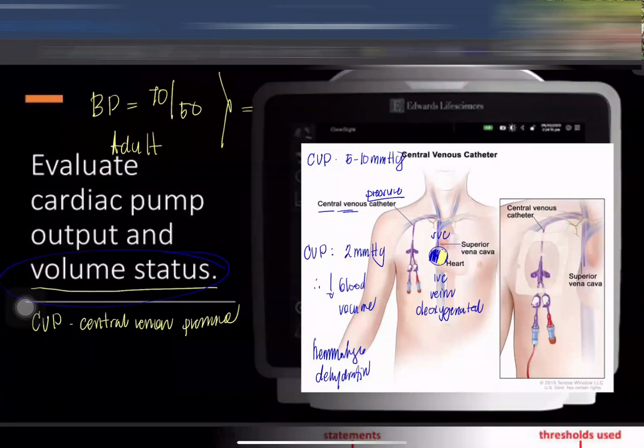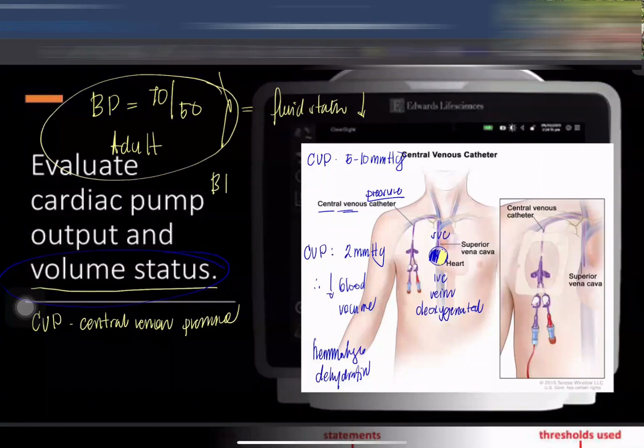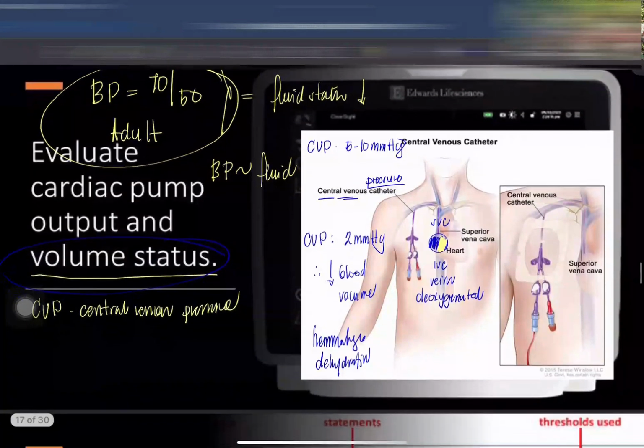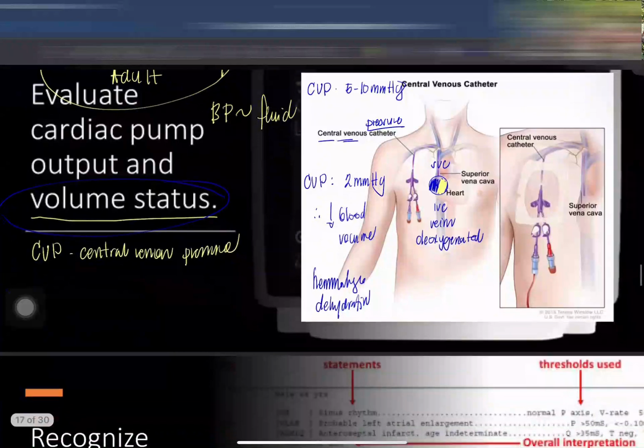So class, if you would look at it, yes, it would indicate, class, that the fluid status of my patient is decreased. Very good. If you can recall, class, your lessons in fundamentals of nursing, you know that your BP is directly proportional to the fluid status of your patients. Okay? So as you can see, guys, we are learning technology, but this is all about the assessment of our patient, this time for your hemodynamic monitors.